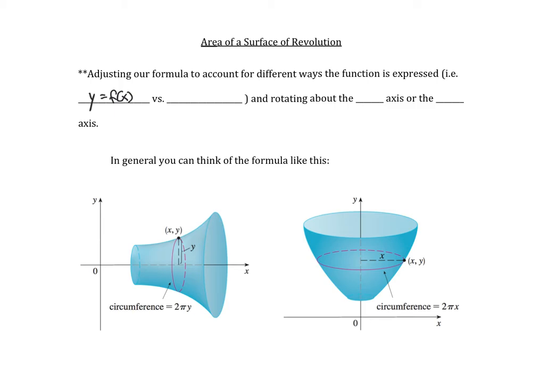But we can also write functions as x being equal to g of y. In other words, we need to get used to y being the independent variable and x being the dependent variable. We also want to allow some freedom for our axis of rotation. So we are hoping that we can study situations such as rotating about the x-axis or rotating about the y-axis.